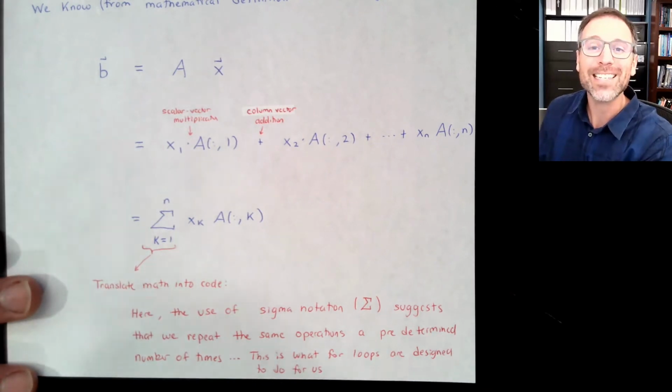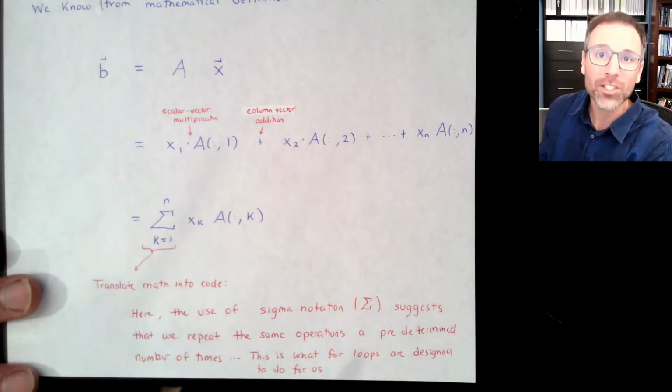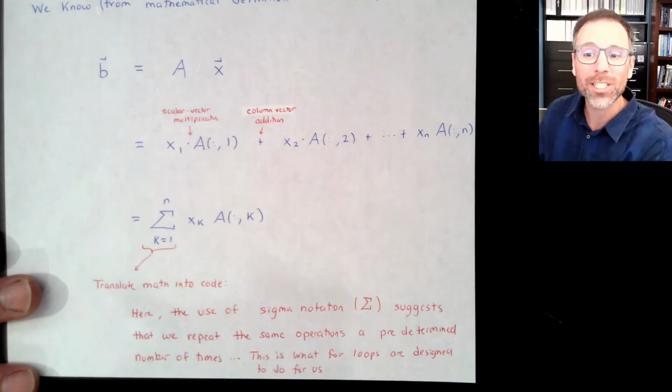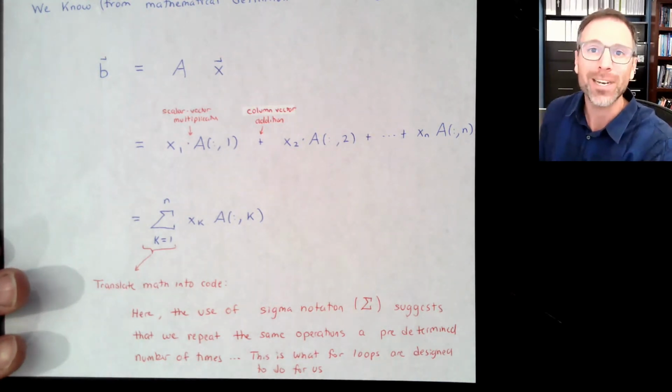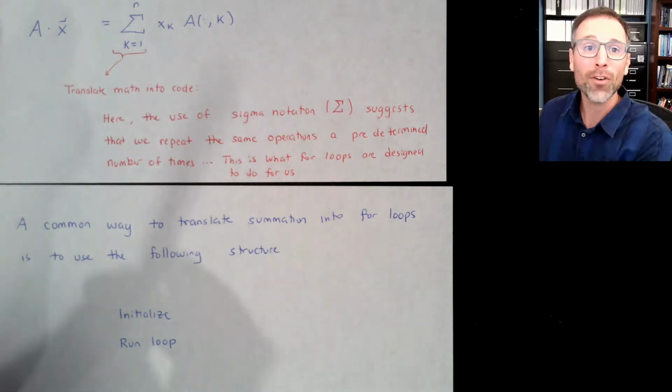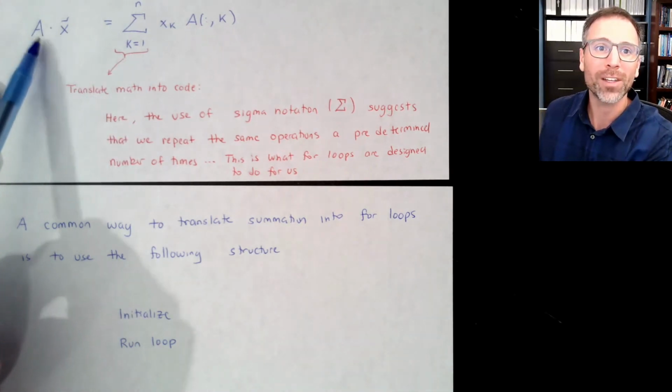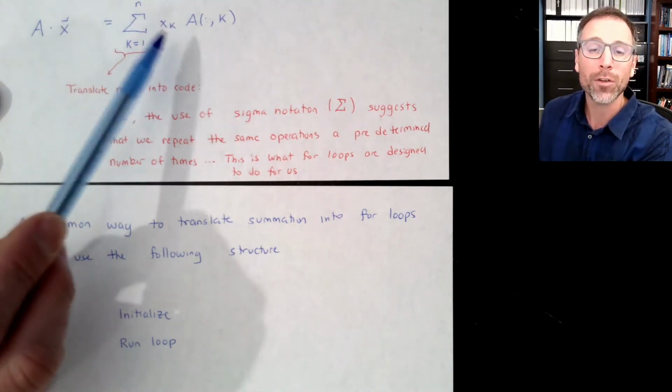Anytime we're going to repeat the same type of operation a predetermined number of times, we might be thinking to ourselves, this is a perfect opportunity to use for loops. That's exactly what for loops are designed to do. Repeat the same type of operation a predetermined number of times. This gives us our first suggestion on an algorithm. In order to calculate A times x, we want to use a for loop.